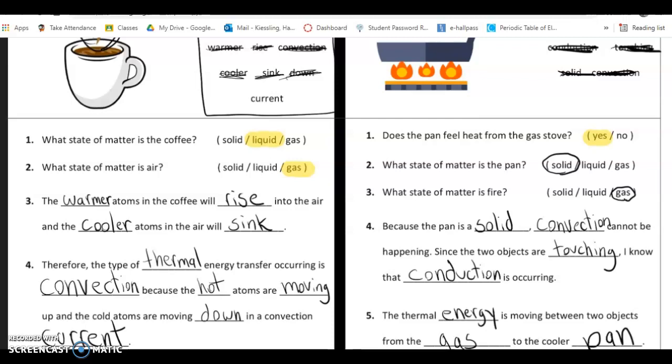So what you're going to do now is you're going to do the rest of the 3 problems by yourself. And if we have time, we will do the group work. Ready, set, go.